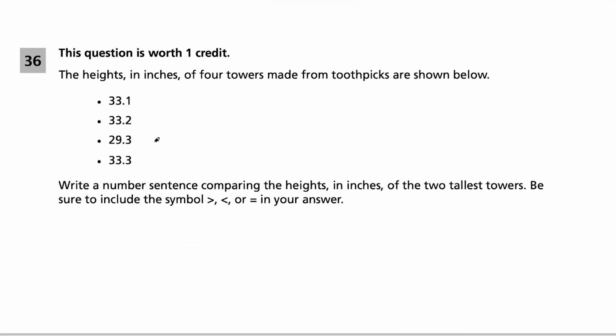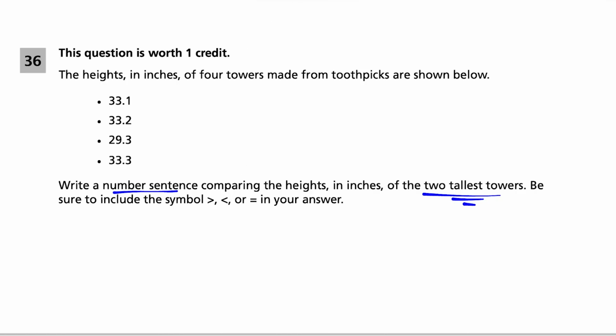So now we're moving on to the free response questions. For question 36, we have the height in inches of 4 towers made from toothpicks are shown below. And we have to write a number sentence comparing the heights in inches of the 2 tallest towers. Okay, so we want the 2 tallest towers here. And we have to be sure to include the symbol. We have greater than, less than, or equals in our answer.